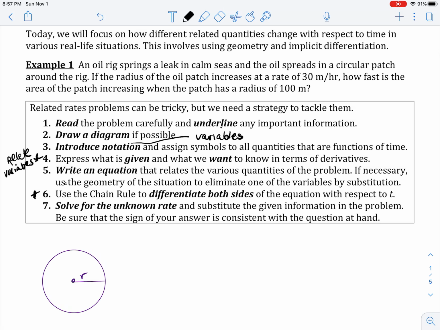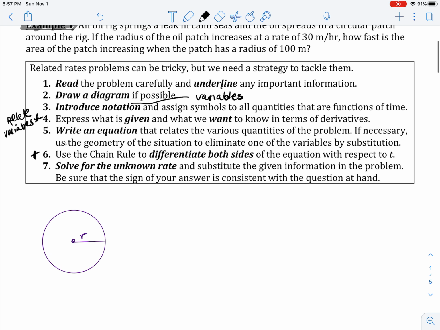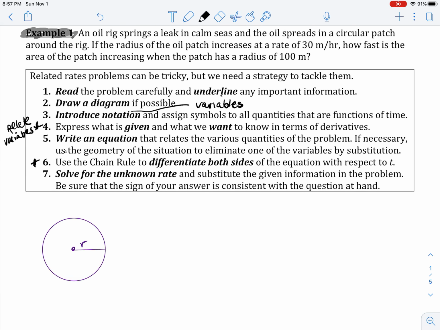All right, so let's take a look at some of the examples so that we can approach these 7 steps. All right, and here we go. So in example 1, an oil rig springs a leak in calm seas and the oil spreads in a circular patch around the rig. If the radius of the oil patch increases at a rate of 30 miles per hour, how fast is the area of the patch increasing when the patch has a radius of 100 meters?